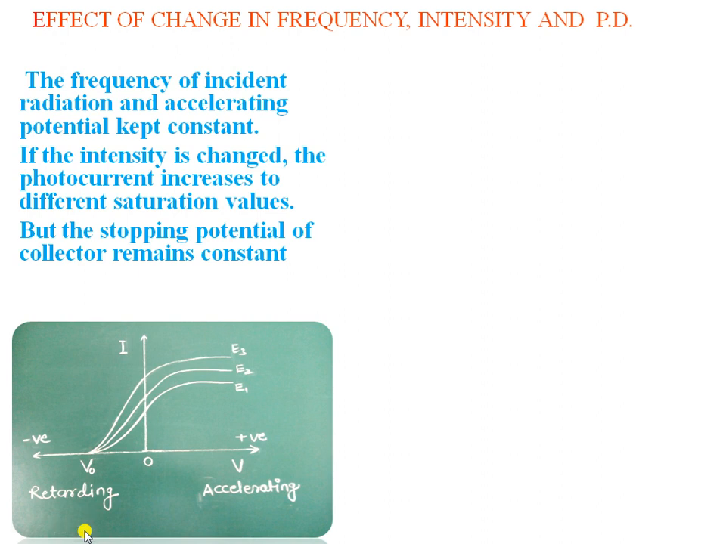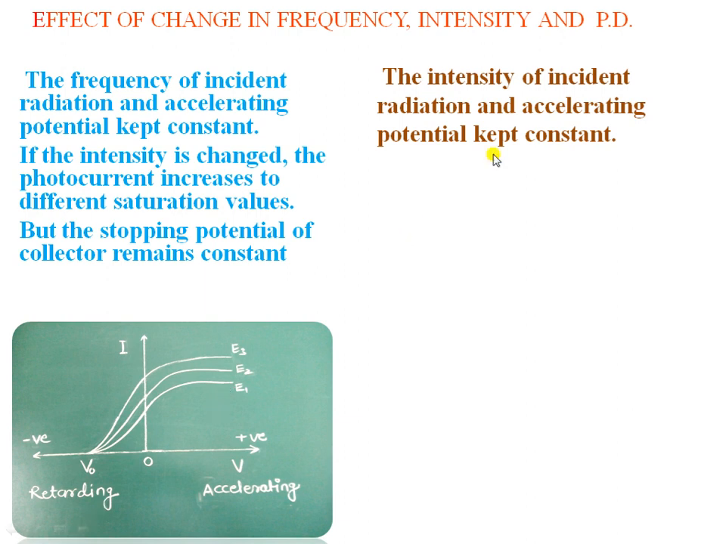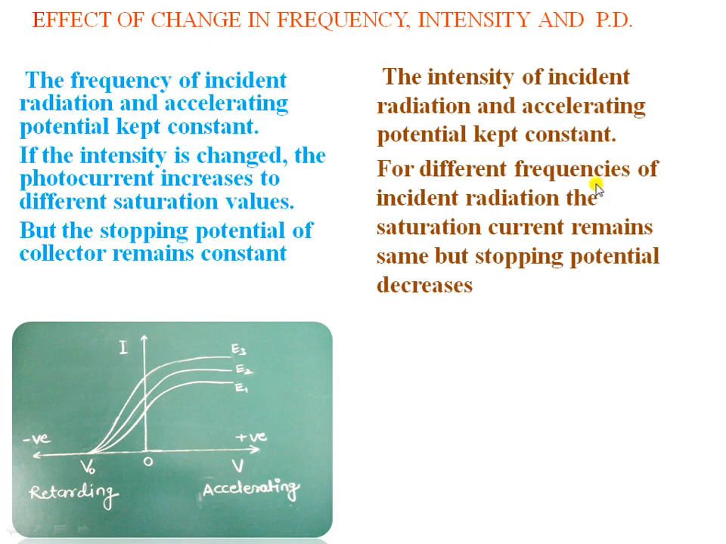So, the last one here. Now see carefully: if the intensity of incident radiation and accelerating potential are kept constant, what happens to the photoelectric current and the potential that we have to discuss here? See here, for different frequencies of incident radiation, the saturation current remains the same, but the stopping potential decreases. What do we have to keep constant here? The intensity of incident radiation and accelerating potential are kept constant.